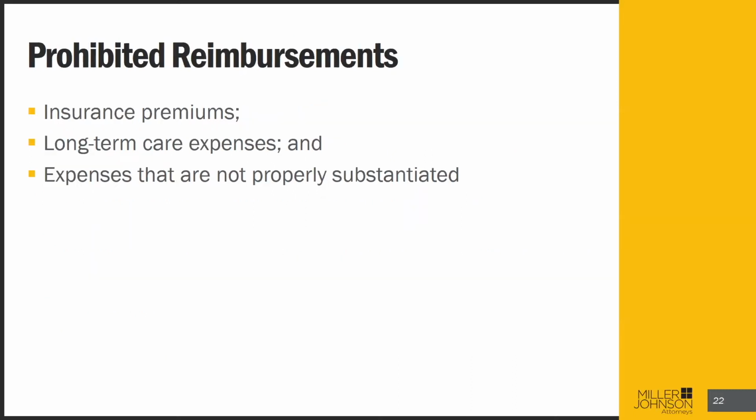Here are a few examples of items that are not reimbursable under the medical FSA. First is insurance premiums. Let's say I'm enrolled in individual health insurance that I purchased through the ACA marketplace rather than my employer's group health plan. I cannot be reimbursed under a medical FSA for that individual policy premium. I also cannot be reimbursed for long-term care expenses. Long-term care expenses typically include expenses associated with the elderly or homebound individuals who need help performing the basic personal tasks of daily life.